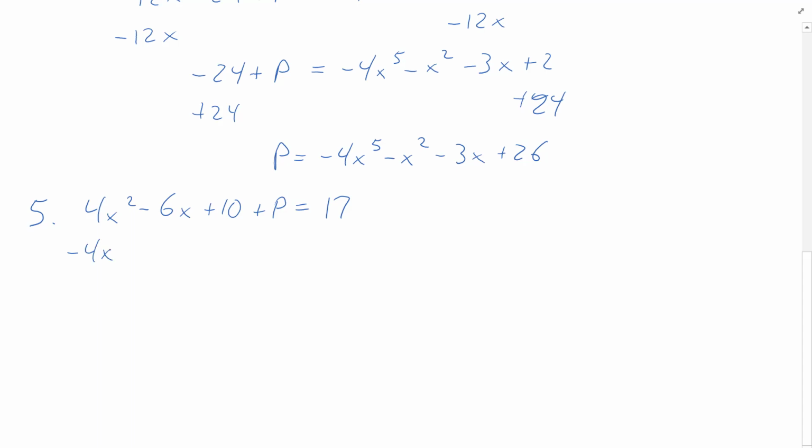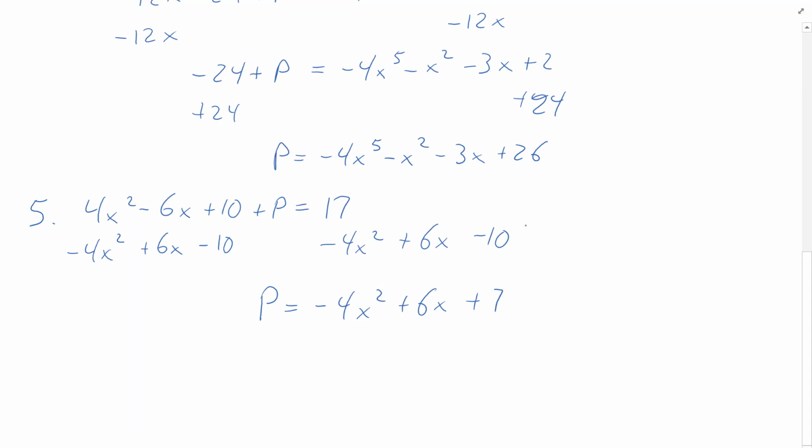We can do minus 4x squared from both sides. At the same time, we can do plus 6x to both sides. And at the same time, we can do minus 10 to both sides. And we end up with p is equal to minus 4x squared plus 6x plus 7. The only like terms to combine on the right-hand side are the 17 and the negative 10. They're both constants, so they'll combine.